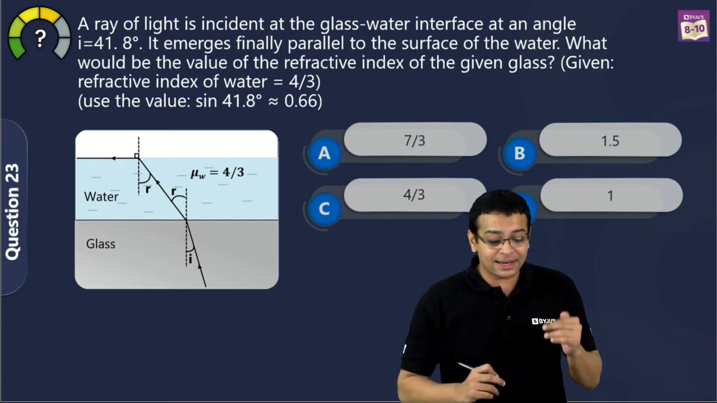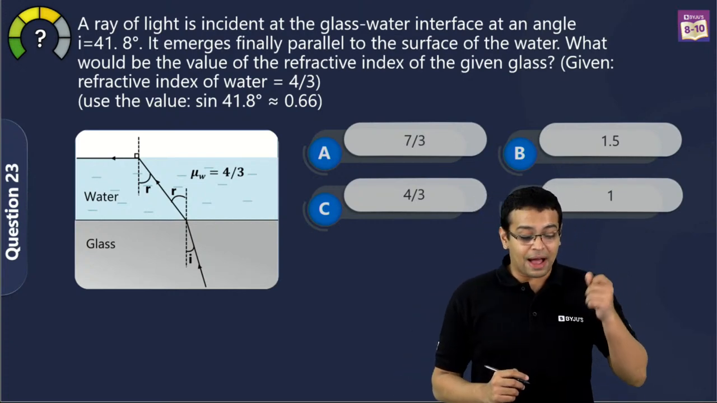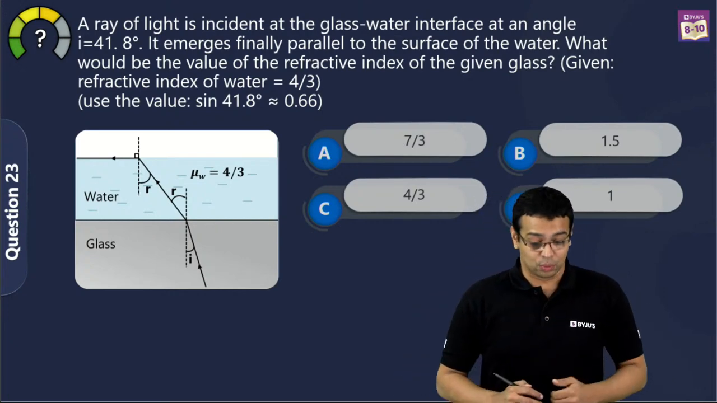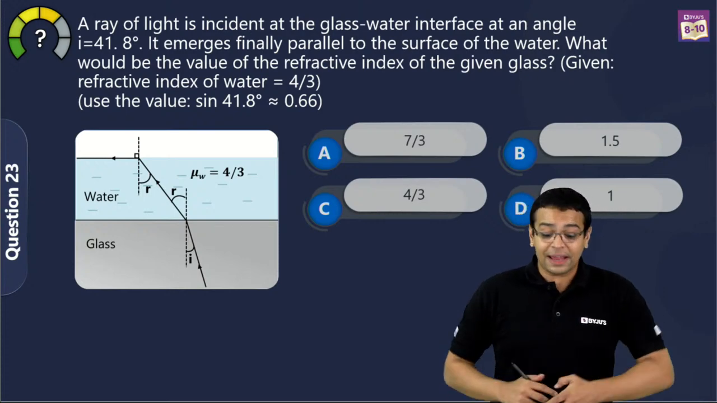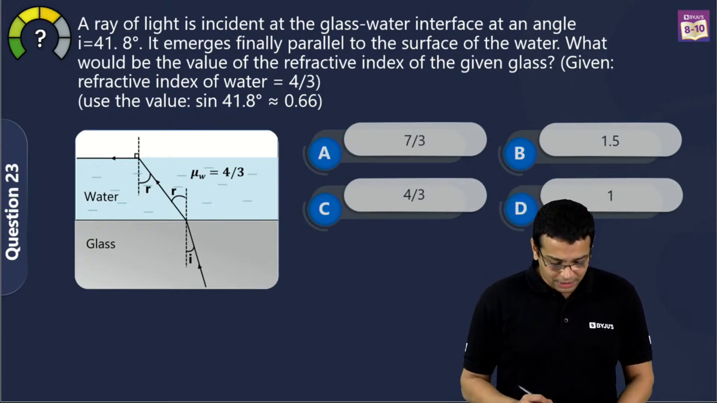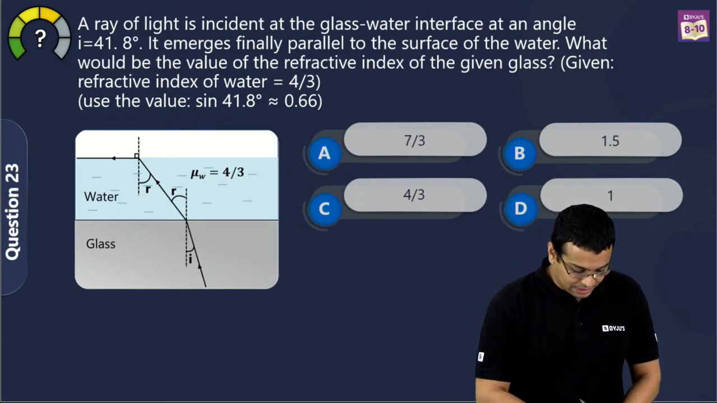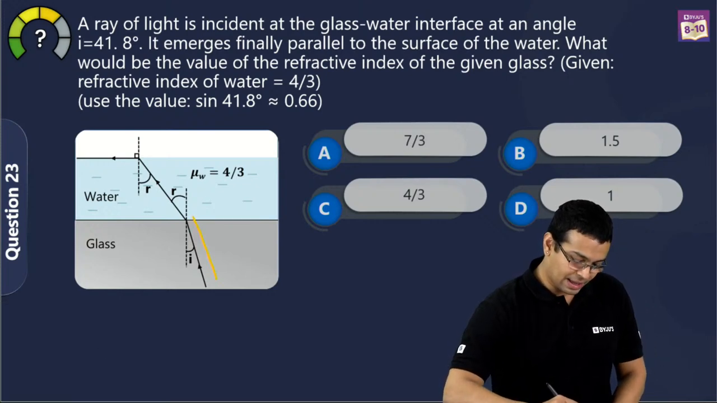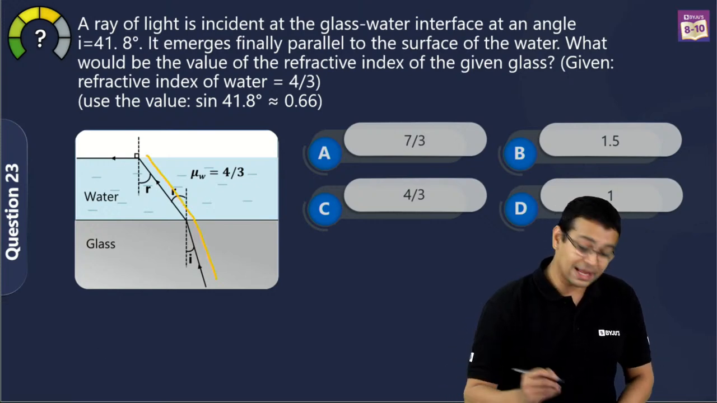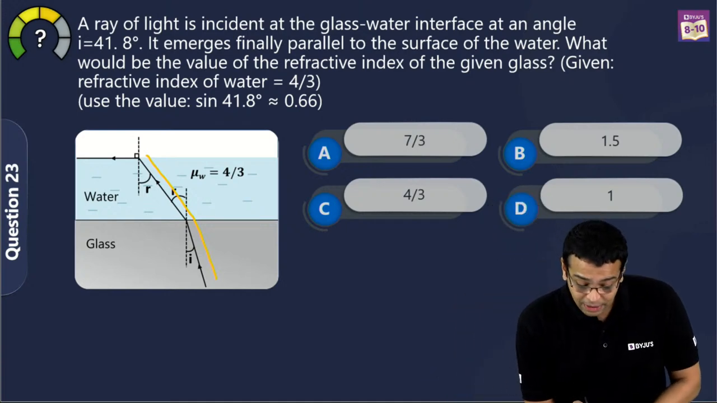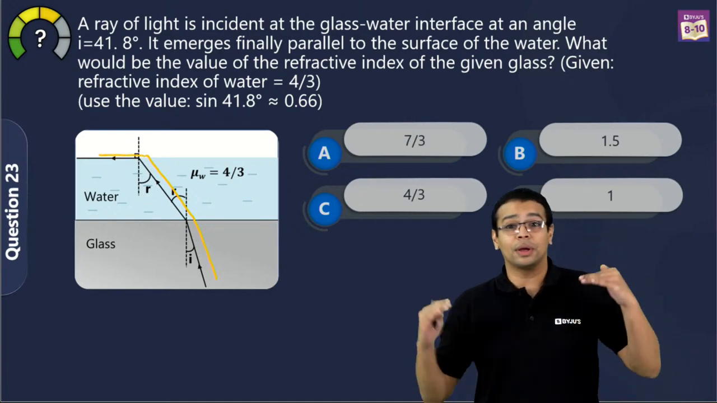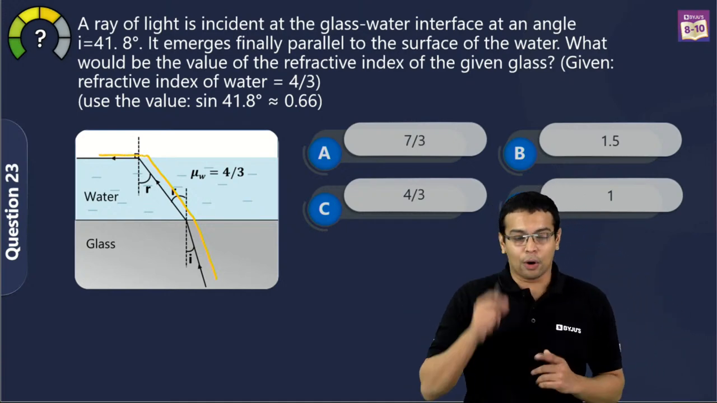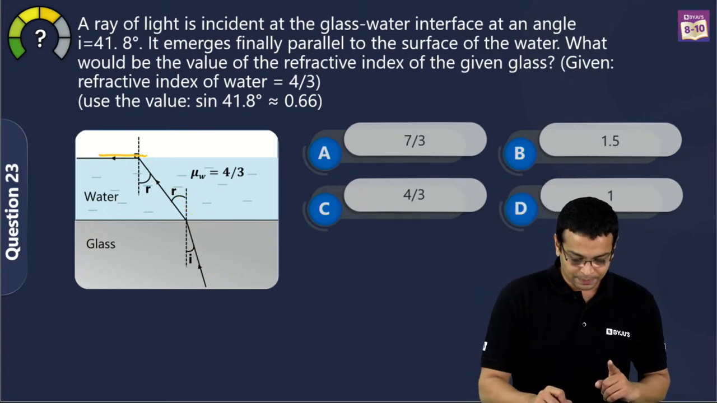A ray of light is incident at the glass-water interface at an angle of i equal to 41.8 degrees. Whoa, that sounds complex. It emerges finally parallel to the surface of water. What? Okay, from glass, it's going this way. Let me use an orangish color. It's going this way and then it's getting bent. What is that? Refraction. And then it's getting bent again, but it's getting bent so much that it's going parallel to the surface. Now, question.